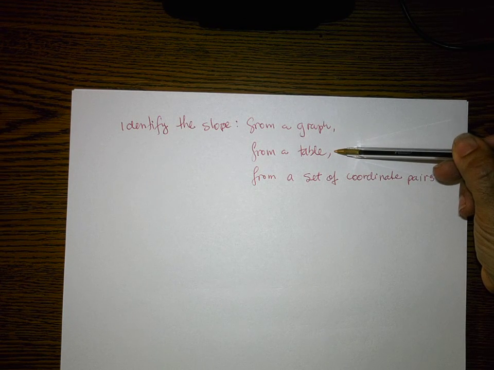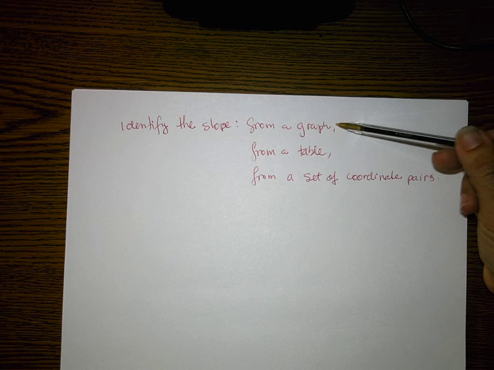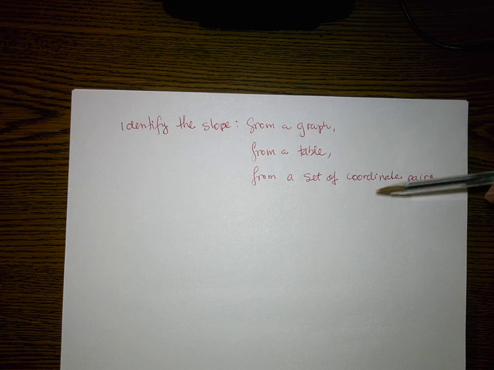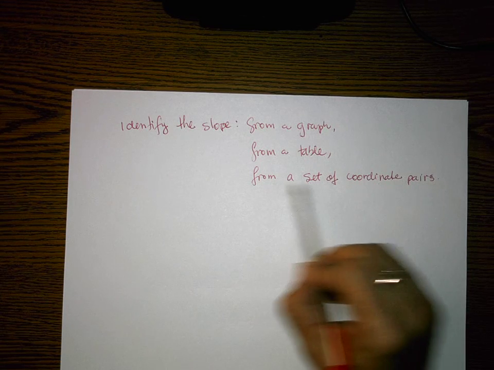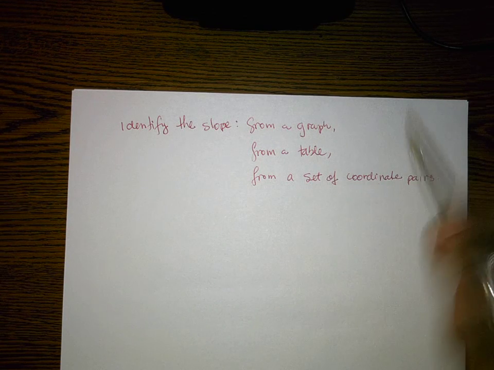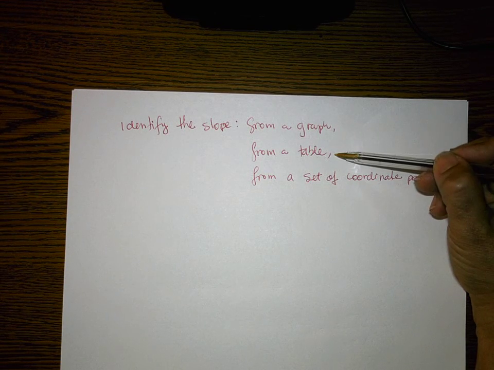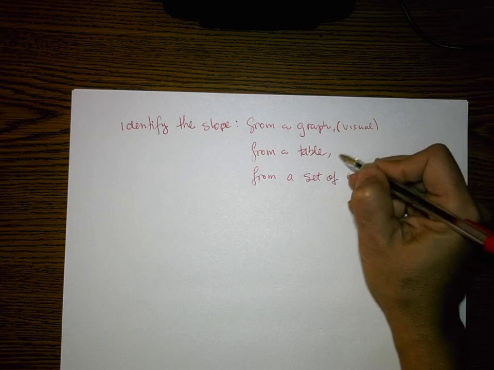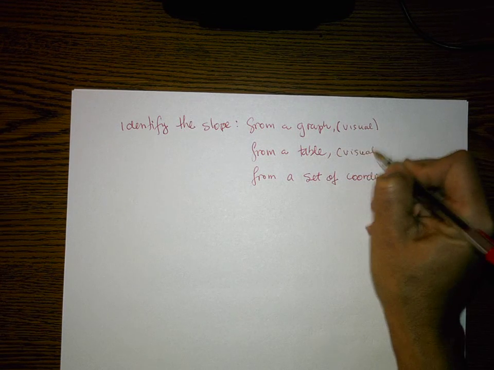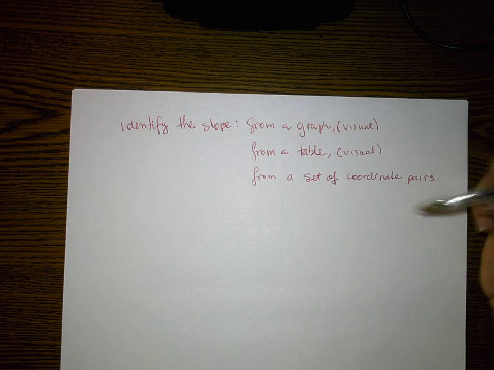So I'm going to start with the table, then I'm going to move on to the graph, and then we can move on to the coordinate pairs. That's when we usually use the slope formula. For these two, usually are very, very visual. So from the graph is very visual, and from the table is also very visual, but you can use the slope formula in any of them.